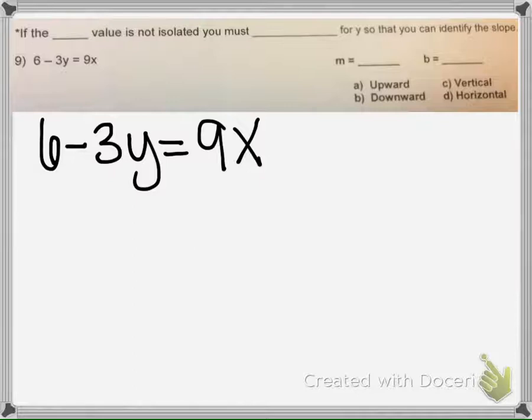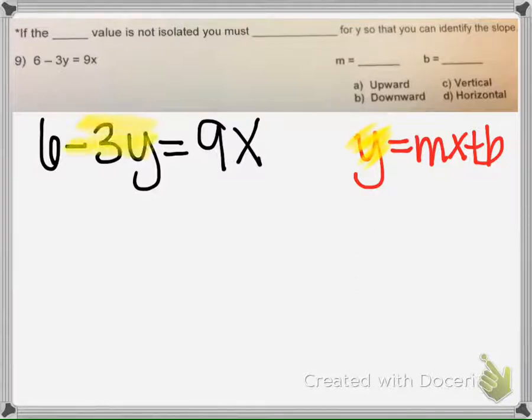Now, let's take a look at this example here. If we look at example 9 here, you will notice that it's not in y equals mx plus b. But we want it to be in y equals mx plus b. We want the y to be all by itself. So we're going to highlight the term where the y is. And our goal is going to be to solve for y. So if the y, the slope, is not isolated, we have to solve. We have to isolate it so that the y is by itself.